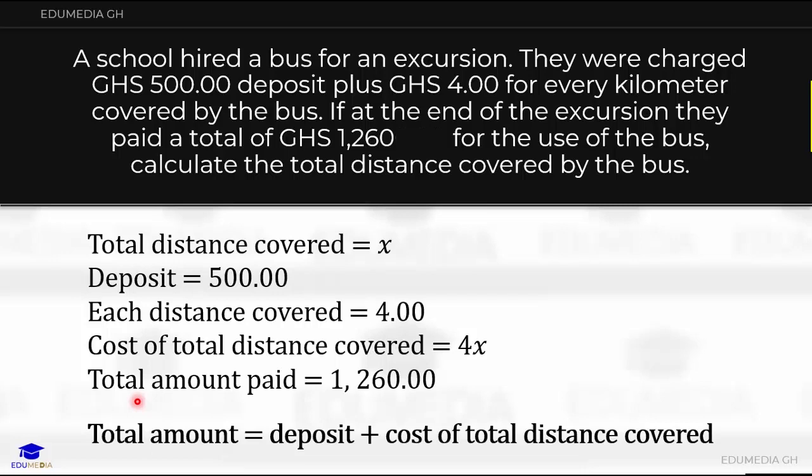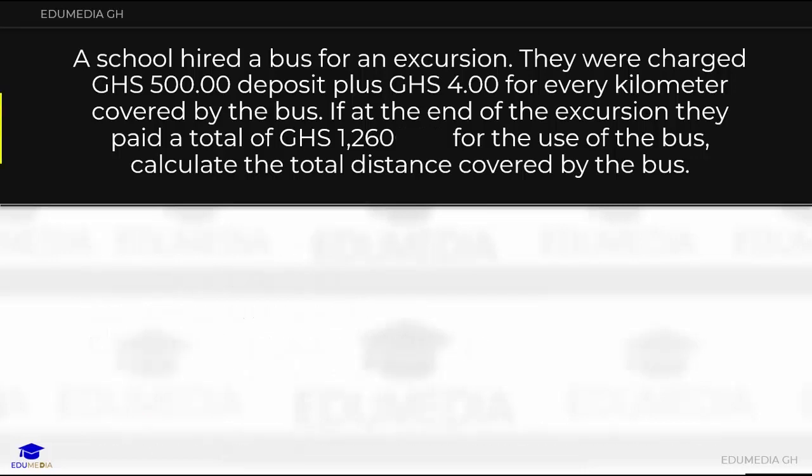The equation we can form now is that the total amount paid equals deposit plus cost of total distance covered. I think we can all agree with this, that the deposit plus the cost of total distance covered is the same as the total amount paid. Now, we don't know the total distance covered, so it's difficult for us to determine the cost of total distance covered. So that's what we need to solve for. So we have total amount equals deposit plus cost of total distance covered.